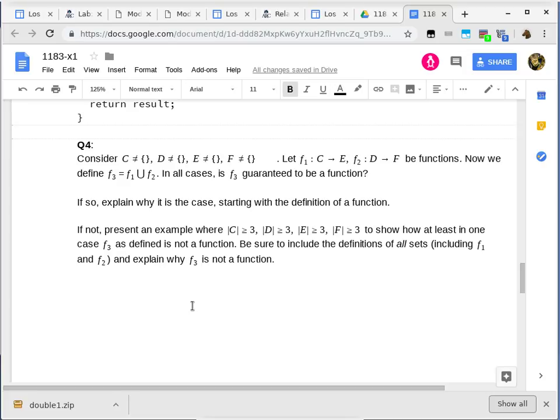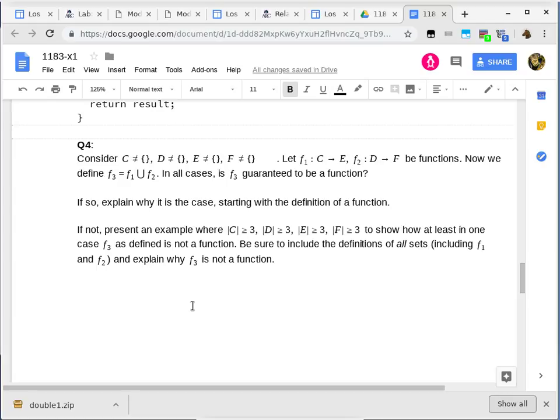We are defining two functions, where C is the domain and E is the codomain for the first, and D is the domain and F is the codomain for the second. Now we define F3, which is the union of F1 and F2. In all cases, is F3 guaranteed to be a function?